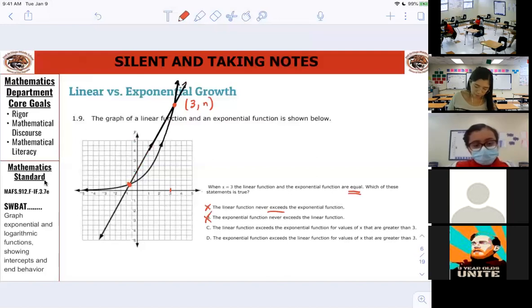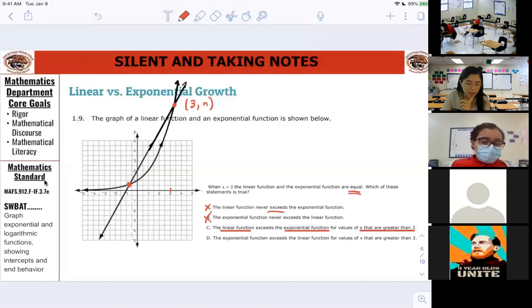What about C? The linear function exceeds the exponential function for values of x that are greater than 3. I think that one might be true. So it's either C or D. This is telling me that the linear function exceeds the exponential function after x equals 3. So look after x equals 3.